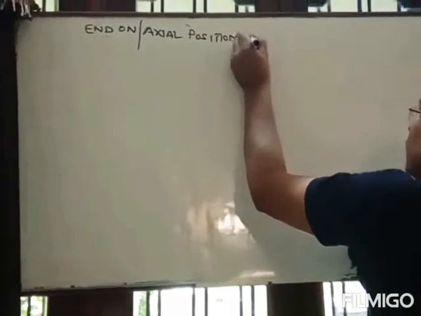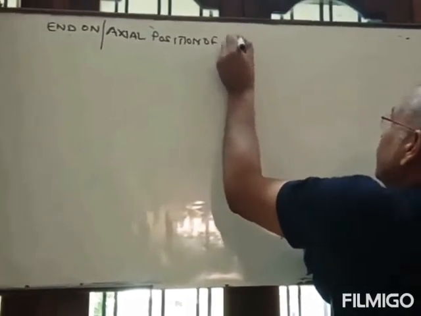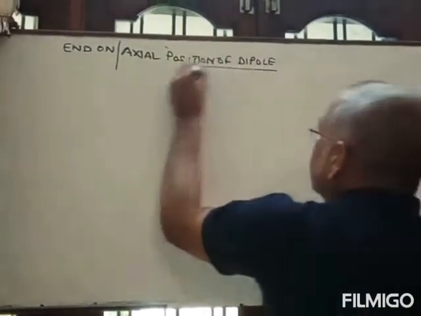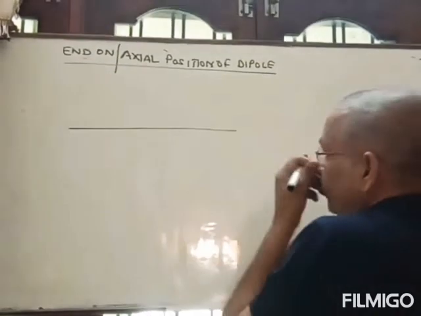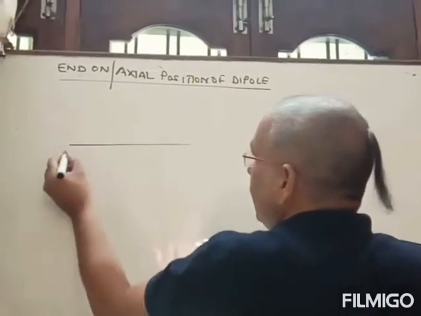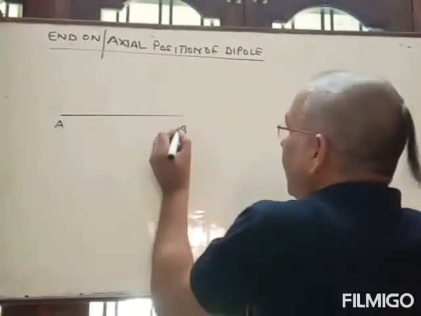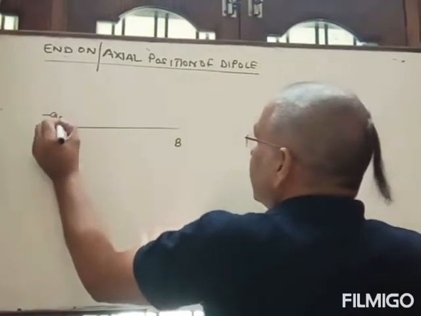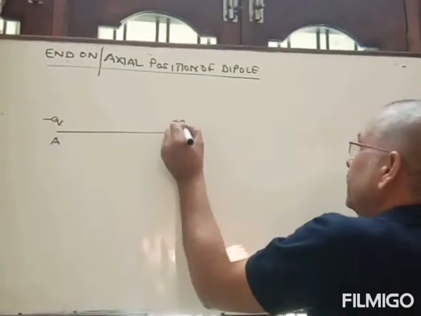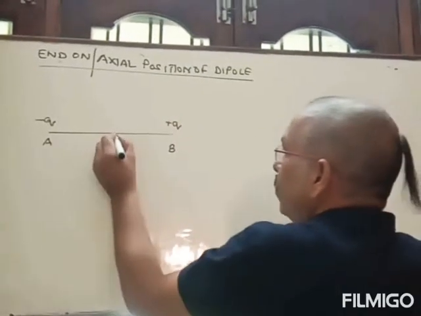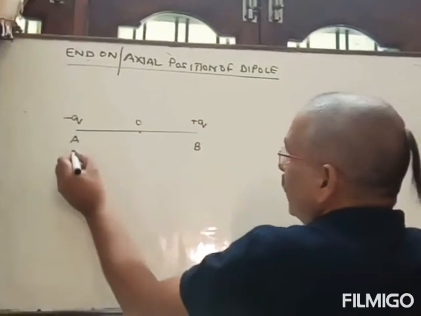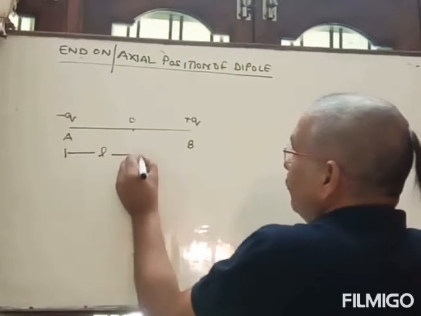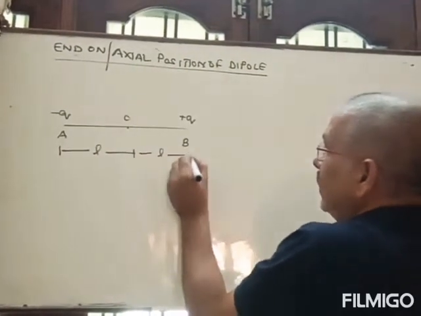Axial position of dipole. Suppose here we have an electric dipole AB. At point A, suppose minus Q charge, and at point B, suppose plus Q charge is kept. O is its midpoint, half of the effective length is L, and OB is also L.